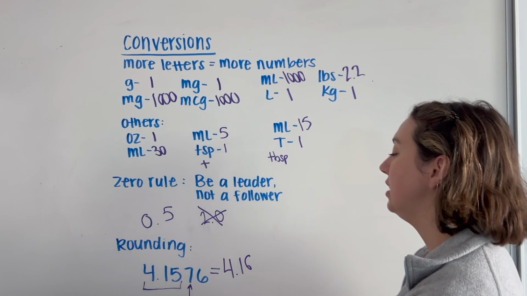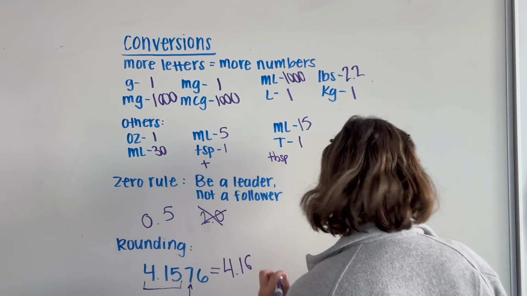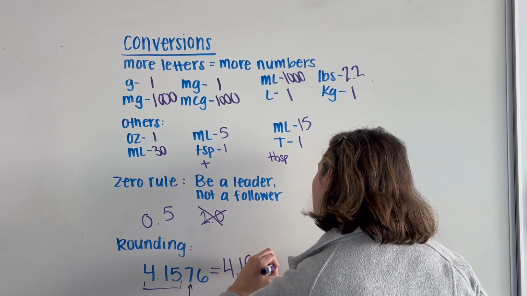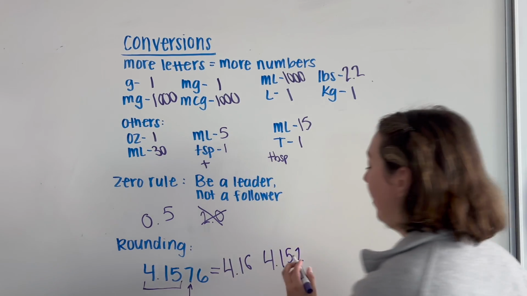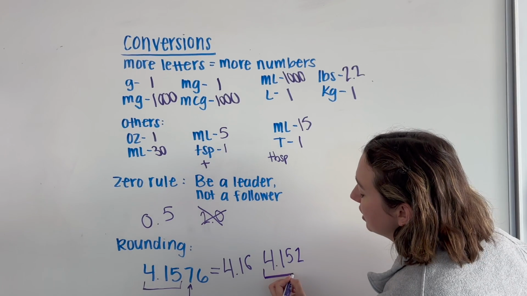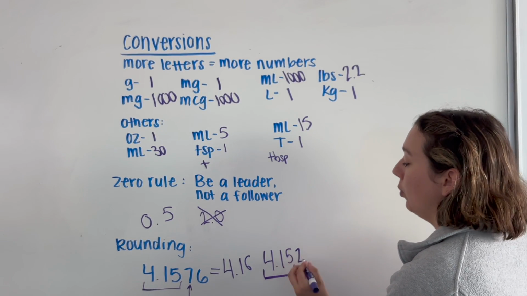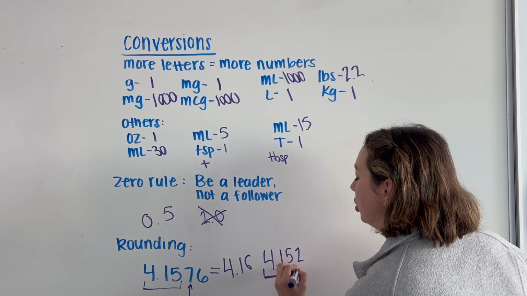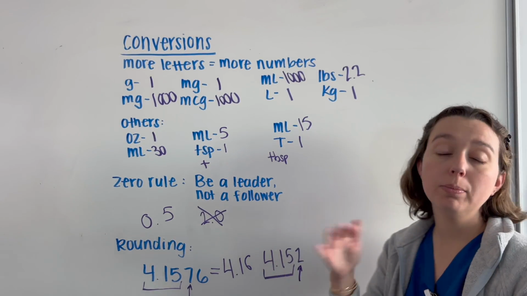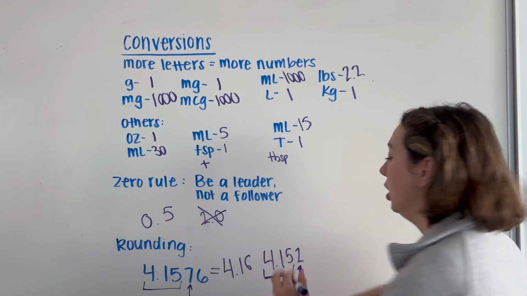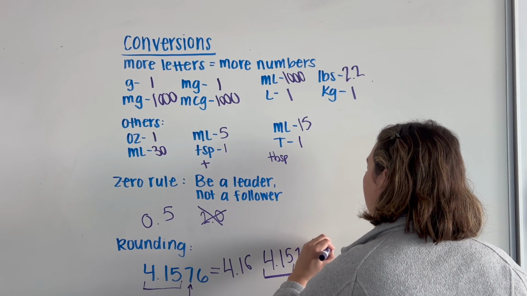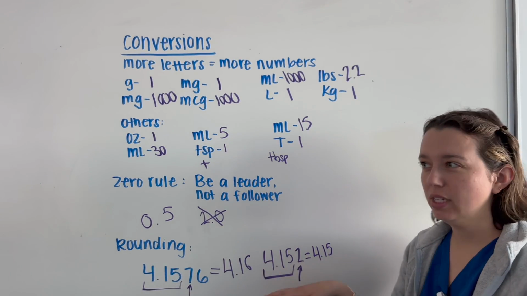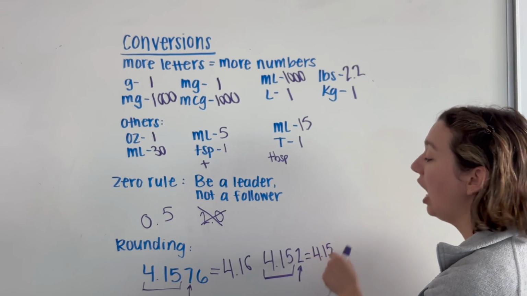Now say that our number came out as 4.152, and we need to round it to the 100th. We would still look at this spot. We're going to look at its next door neighbor, which is a 2. Well, 2 is 4 and below, so we're going to let it go, which means that we would round it to 4.15. So that's 2 examples of what you can see if we're rounding to the 100th place.